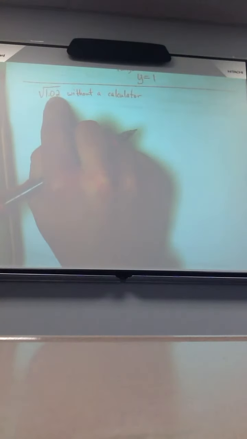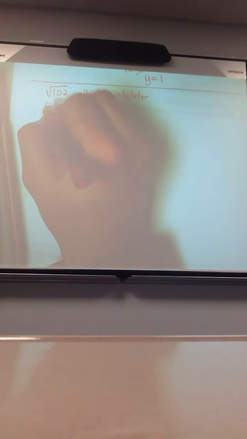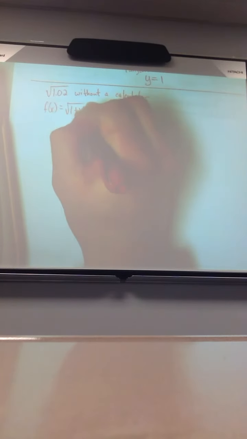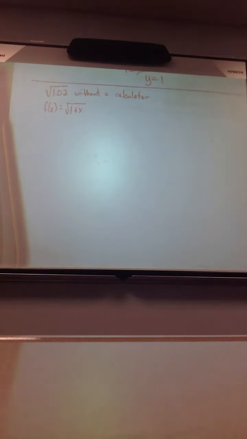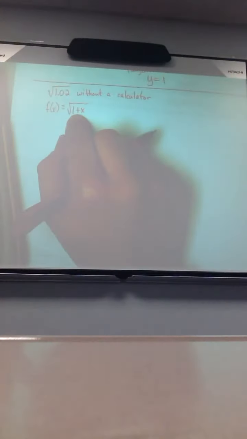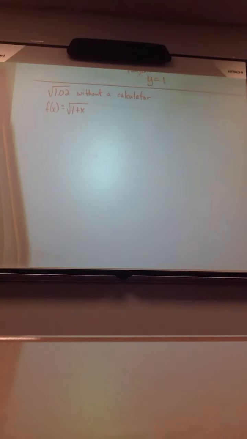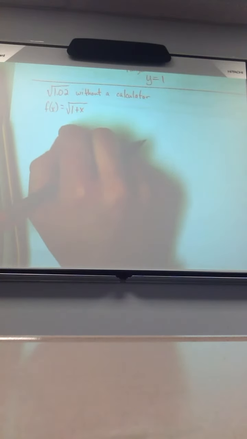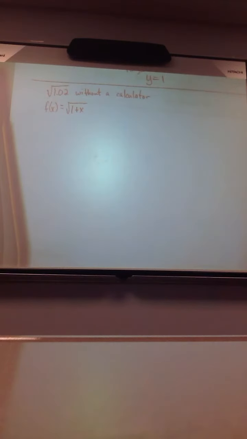Okay, so here's how we're going to do this. I know that's really close to 1, so my function that I'm going to use, or they call it a center point, is the square root of 1. And I'm going to do square root of 1 plus x, because I want x to be 0.02. We'll work on how to figure that part out later. So now, if I can find the equation of the tangent line to that, then can I just plug in 0.02 for x, and that should give me what the square root of 1.02 is. See how that makes sense?